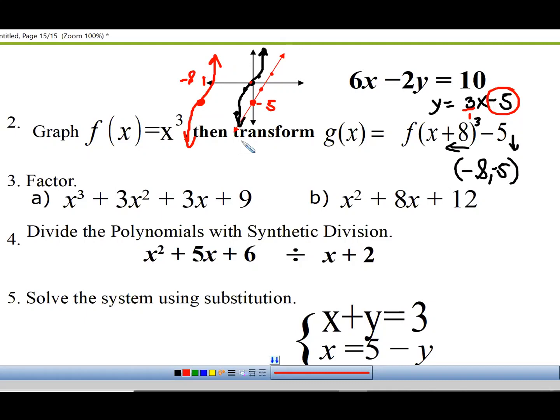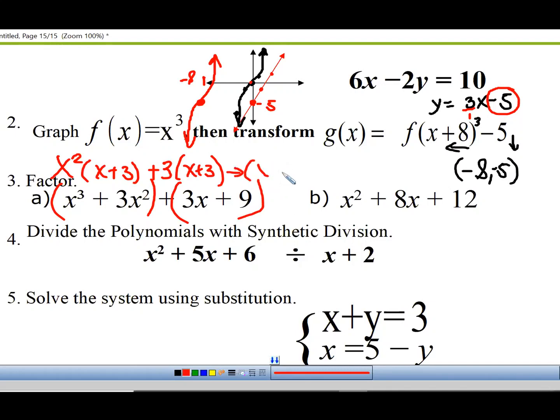There it is. Number three, factor. Is it in standard form? Yes. Can I get any GCF out of the way? No. Let's group the first two, the second two. GCF for the first two is x squared. We're left with x plus 3. Plus GCF for the second two is 3. We're left with x plus 3. So what's the same there and there? Well, x plus 3. And what's left over? x squared plus 3.